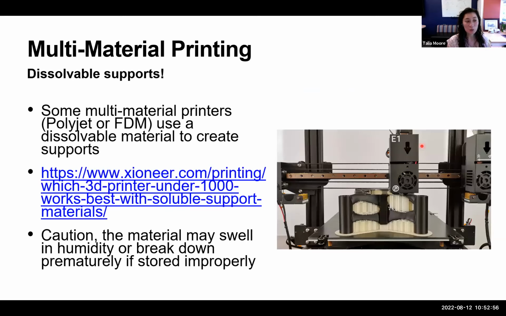Multi-material printing is really, really cool. This is especially possible with Polyjet or FDM, and it's especially useful for making dissolvable support structures, so you don't have to go in and clean it all by hand. You can just put it into a bath of either water or alcohol or some kind of solvent.